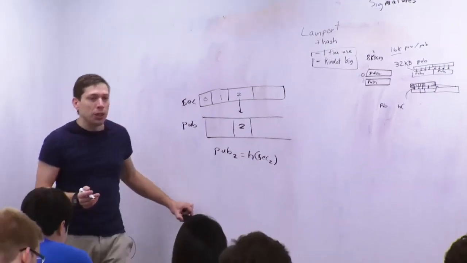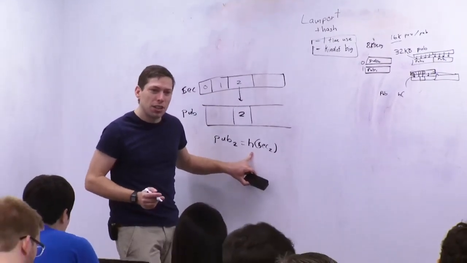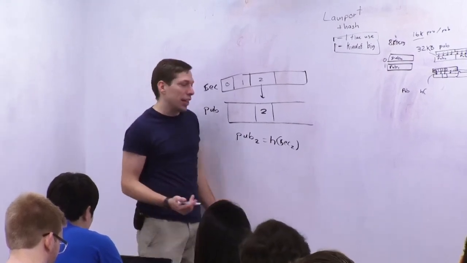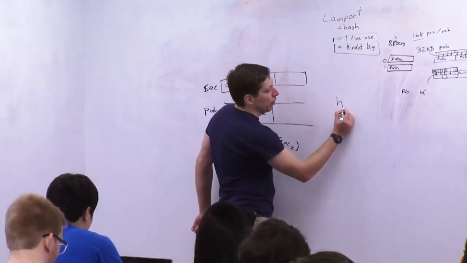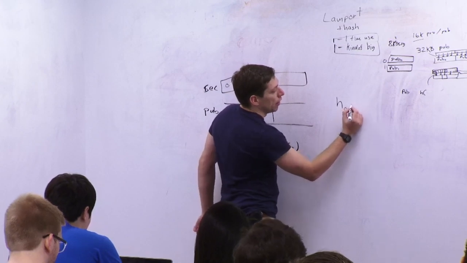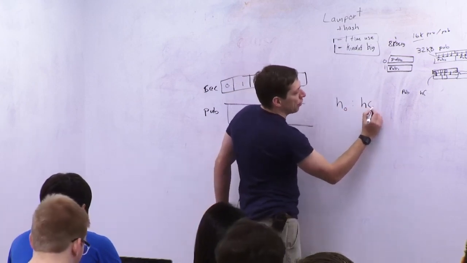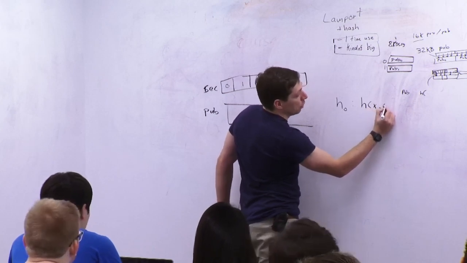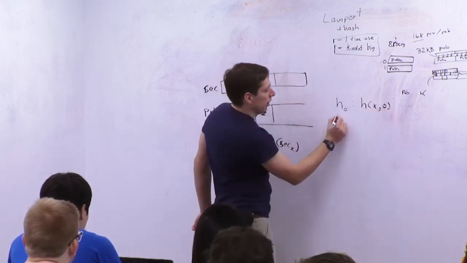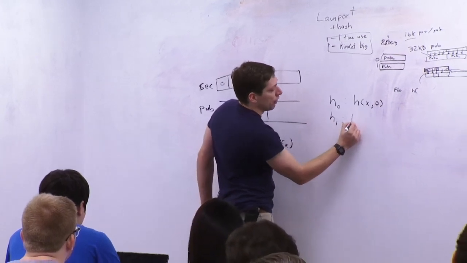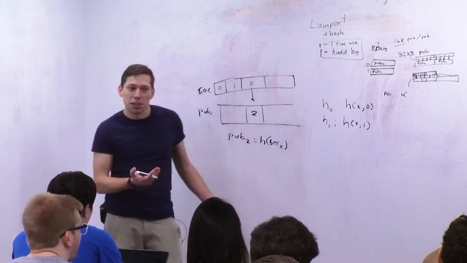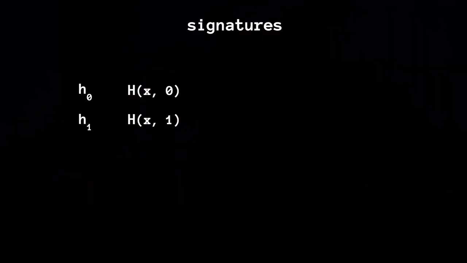But what we could do is have 2 different hash functions. A really simple way to make a whole bunch of different hash functions is we define hash 0 as the hash function of whatever your input x is, concatenated with the number 0. Then hash 1 we define as x concatenated with 1, and so on. And this is actually secure. You could do this. Any questions or possible objections?